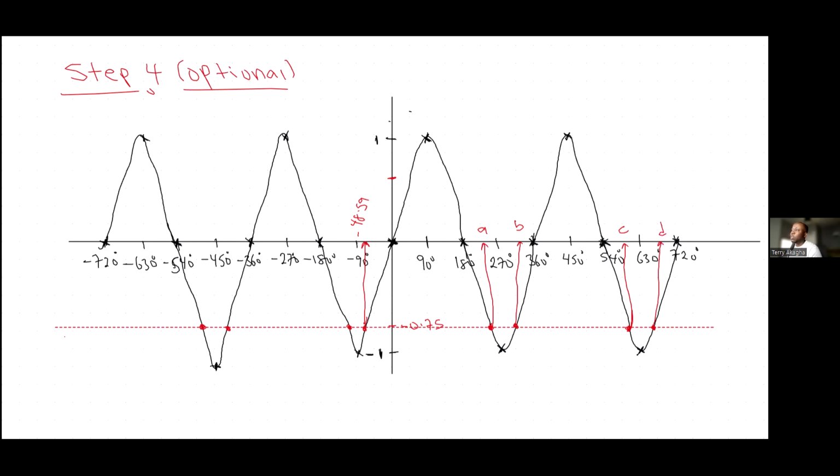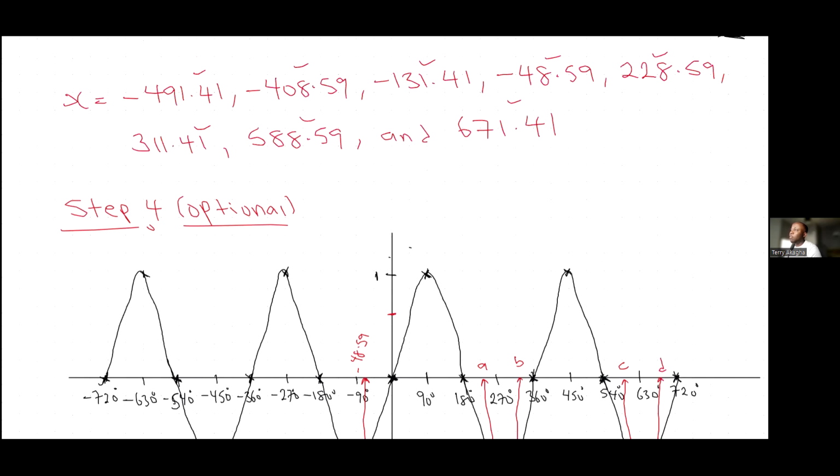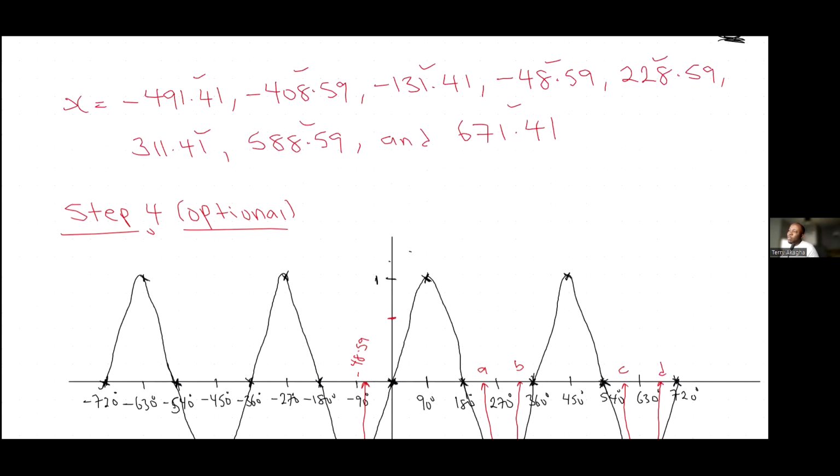Now, if you look at our solutions as well, the positive one, the first one we have is 228. So that means this is going to give us 228.59. Now, this other one here is going to be the 311.41. Are you seeing it? Now, the C is the 588.59. And the D is going to be the 671.41. Okay, so that was that.